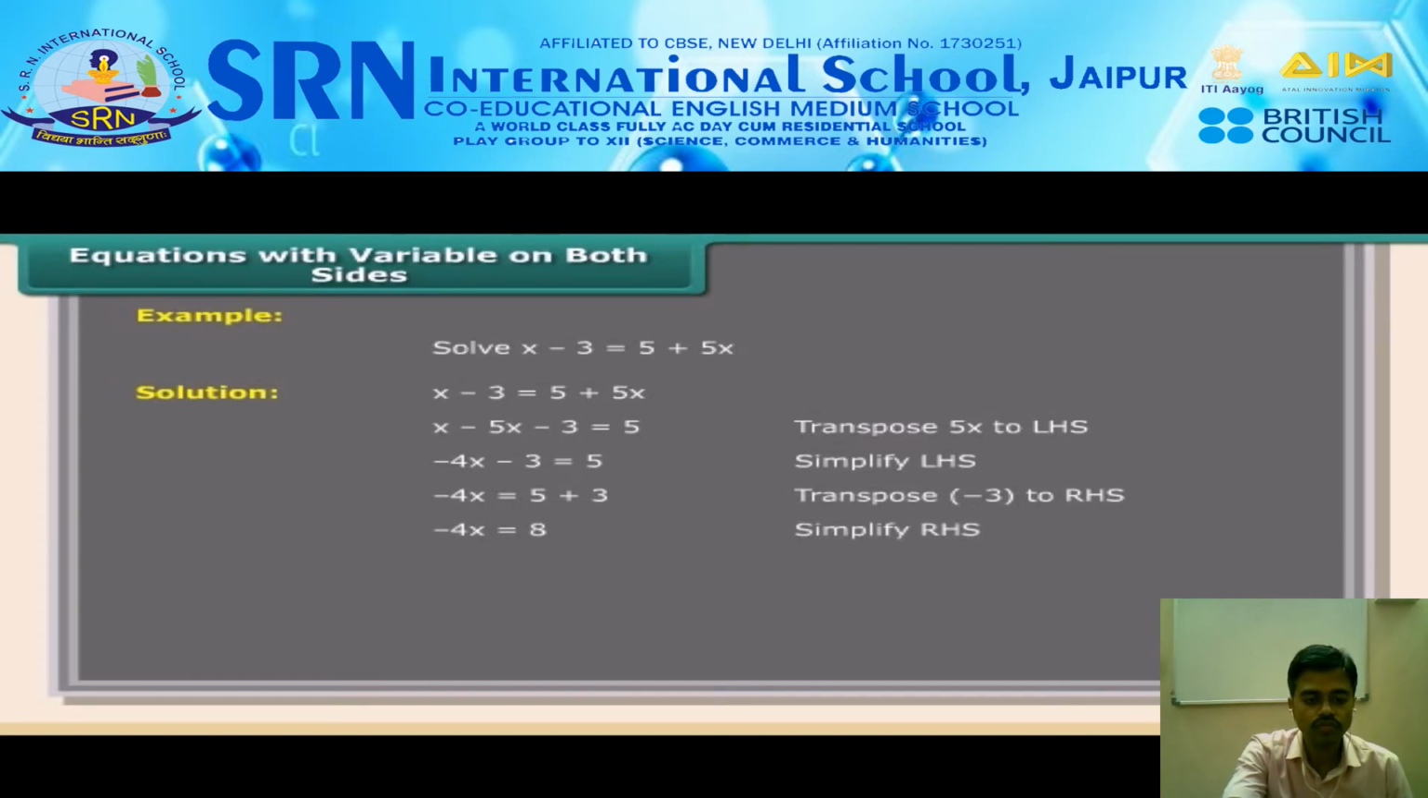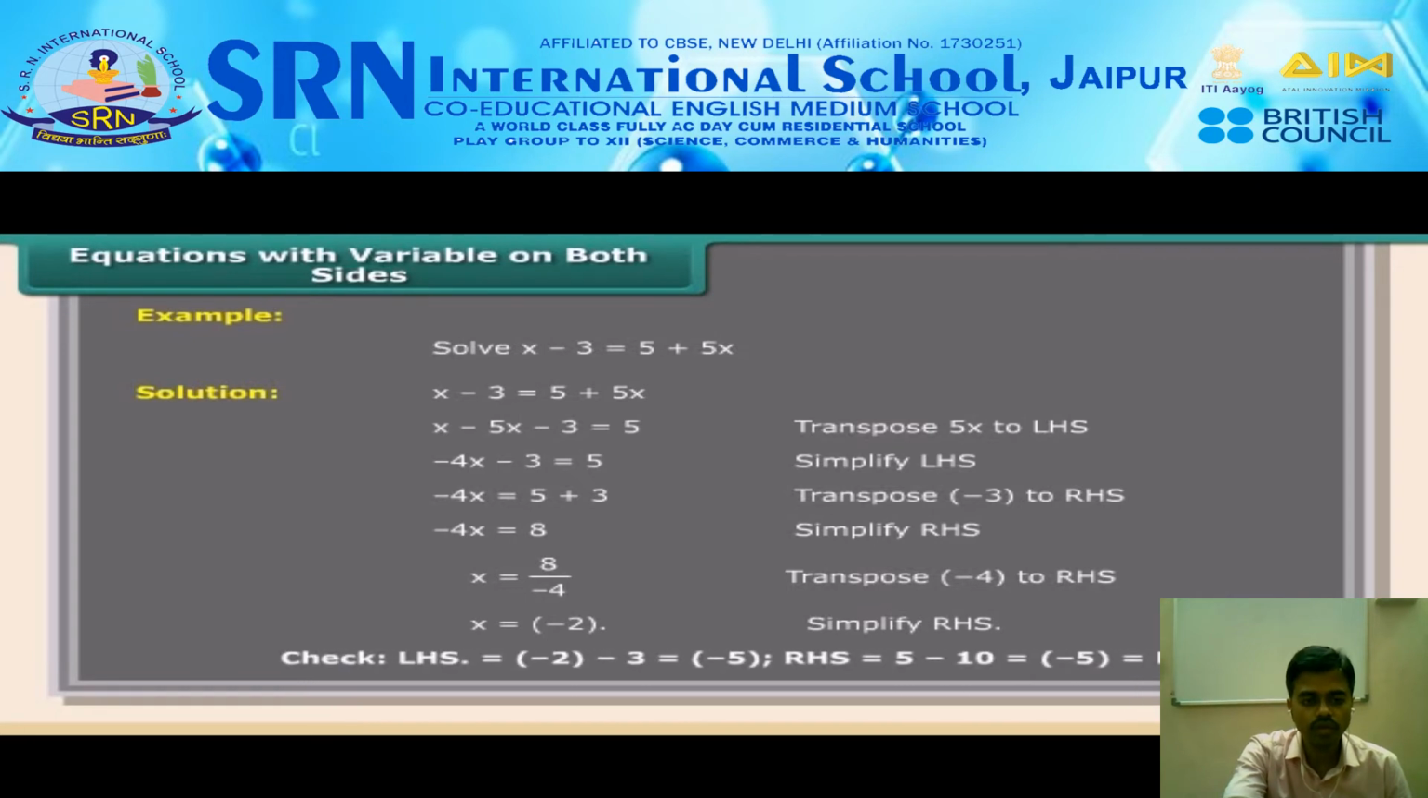So minus 4x is equal to 5 plus 3, minus 4x is equal to 8, and x will be equal to 8 upon minus 4. So it will give you x is equal to minus 2. This is the simple way to solve this type of equation. LHS is equal to minus 2 minus 3, so it will give the value minus 5, and RHS is also having minus 5 minus 10, so it will be minus 5. So it will be equal, LHS will be equal to RHS.